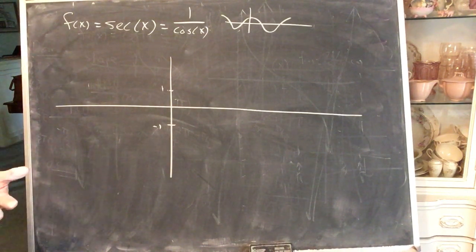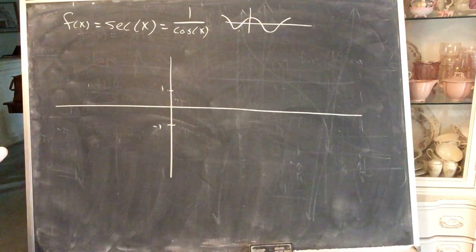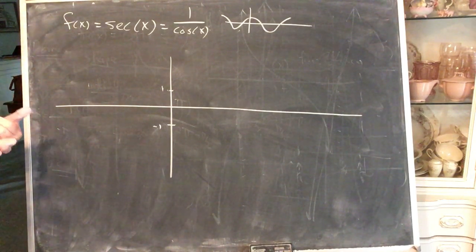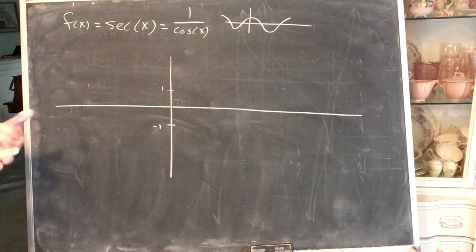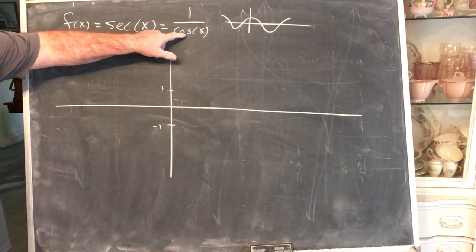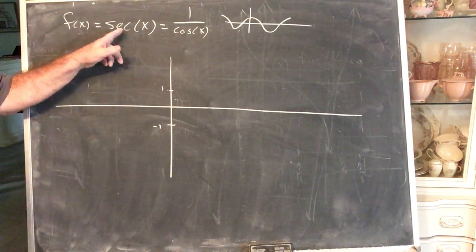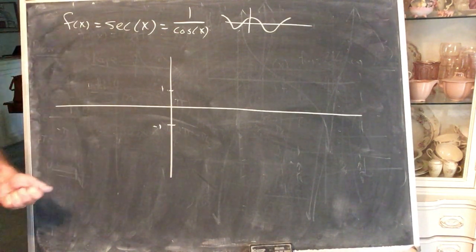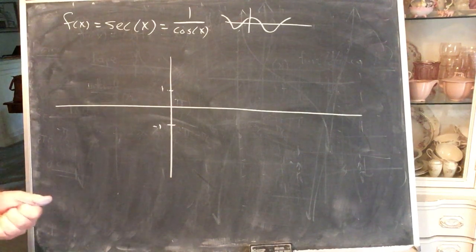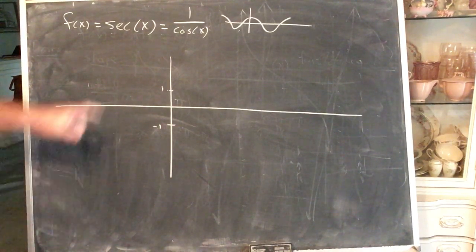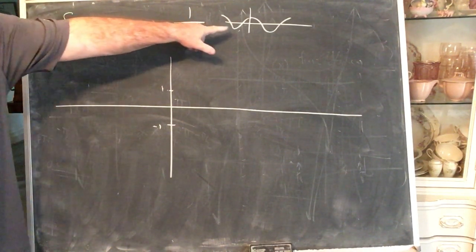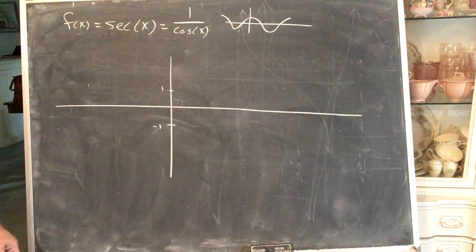And so, the vertical asymptotes for tangent are the same as the vertical asymptotes for secant, because tangent and secant both have the same denominator. They have cosine for their denominator. So the vertical asymptote for tangent and the vertical asymptote for secant are identical. Wherever cosine crosses the axis, and we've already seen this, that's at the odd multiples of pi over 2.